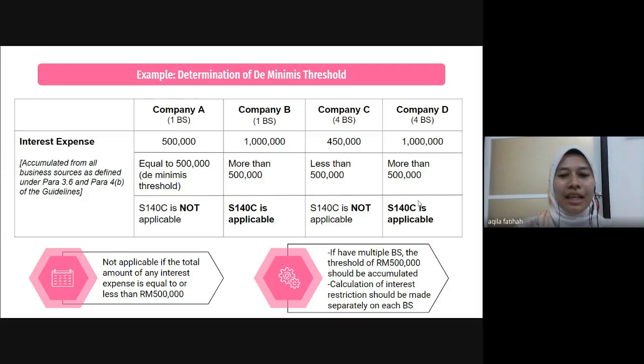Okay, so we can see company A has interest expense of 500,000, equal to 500,000, so section 14C is not applicable. Company B has total interest expense of 1 million, more than 500,000, so section 14C is applicable to company B. Company C has interest expense of 450,000, less than 500,000, so section 14C is not applicable. Company D has 1 million interest expense, more than 500,000, so section 14C is applicable for company D.